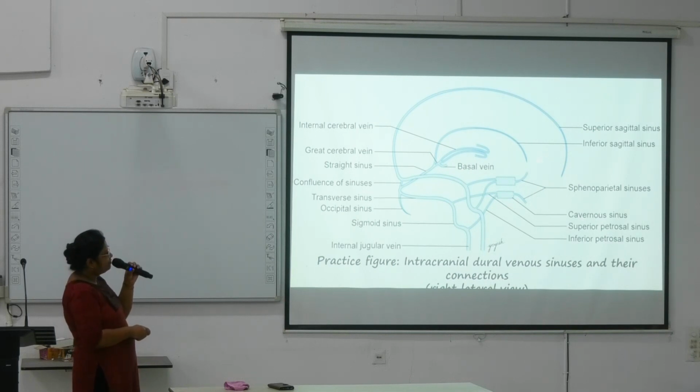And here are the sphenoparietal sinus, along the margin of the lesser wing of the sphenoid. And these two cavernous sinuses are connected by anterior and posterior intercavernous sinuses. And here is the occipital sinus, along the margin of the attachment of falx cerebelli. Here is the occipital sinus. Next.